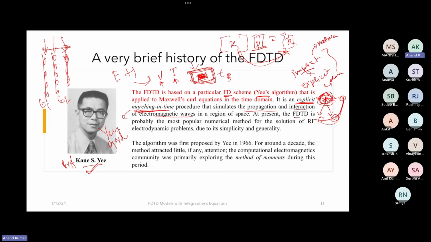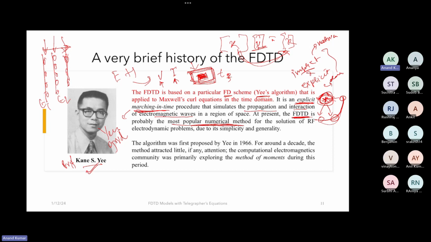At present, FDTD is probably the most popular numerical method. If you are in this field, you'll frequently hear somebody say they are trying to solve some particular problem using FDTD. The method was first proposed by Yee in 1966. This method is very old, but for almost two decades, until the 1980s, it did not become very popular because the boundary conditions were not fully developed when Yee gave the solution.